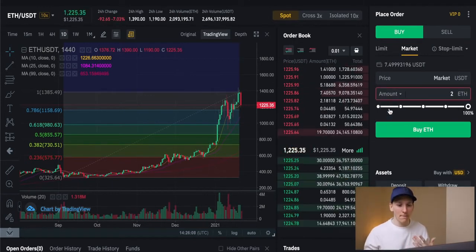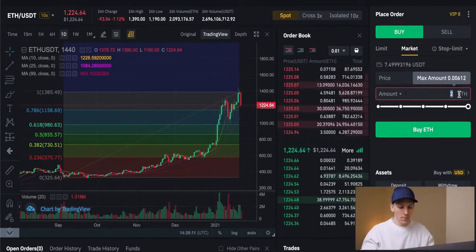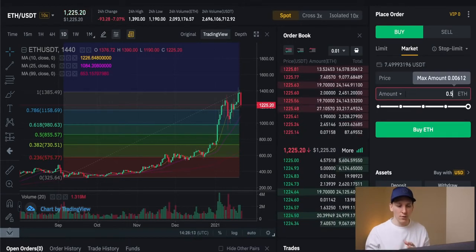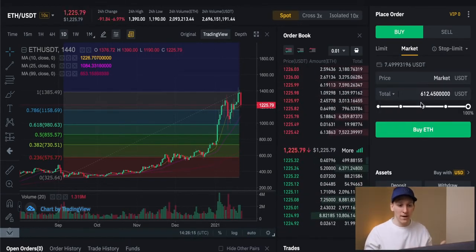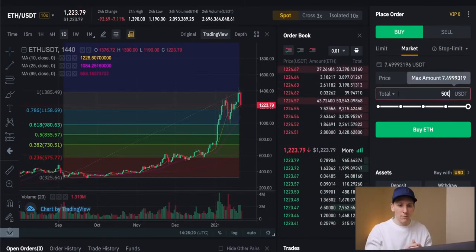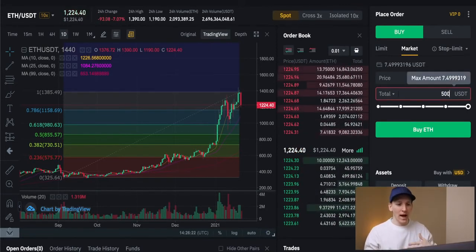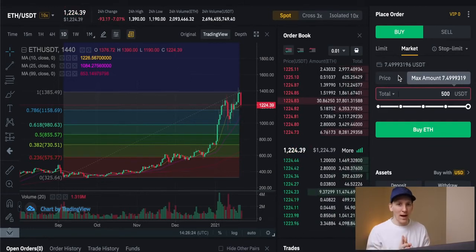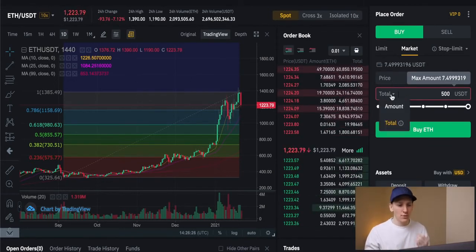So rather than the amount, which is I want to buy 0.05 or something Ethereum, you can say I actually want to spend, because this is in US dollar tether, you know how much you're spending. I want to spend 500 USD, and then it will go through and essentially buy that much worth of Ethereum, but you don't know the price.